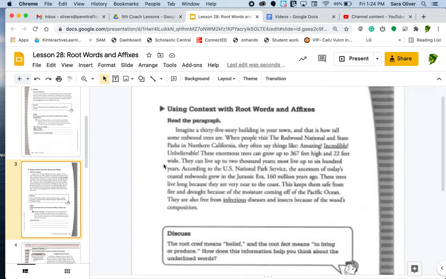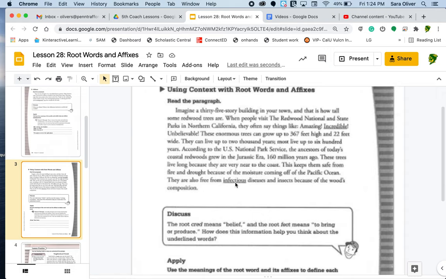Okay, on this page, we're looking at the underlined word, which is infectious. Imagine a 35-story building in your town, and that is how tall some redwood trees are. When people visit the Redwood Natural Forest parks in Northern California, they often say things like amazing, incredible, unbelievable. These enormous trees can grow up to 367 feet tall and 22 feet wide. They can live up to 2,000 years. Most live up to 600 years.